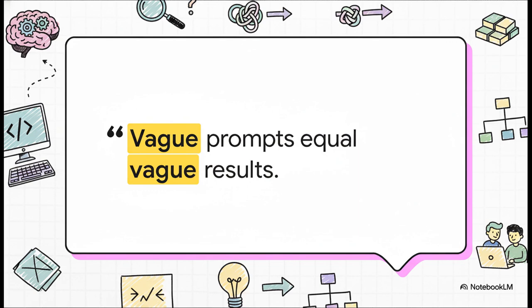And this really boils down to one simple, powerful rule. If you give the AI ambiguity, it's going to give you ambiguity right back. You have to remember, it's not a mind reader. It's an incredibly powerful pattern matcher. So you've got to give it a clear pattern to follow.